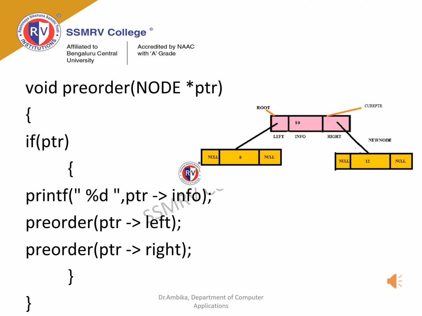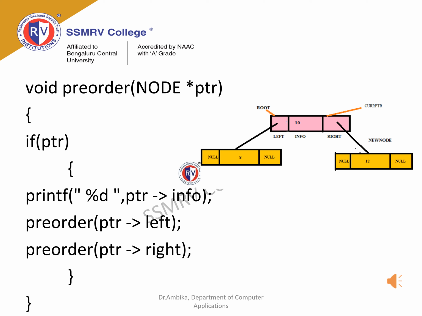There are three kinds of traversal: pre-order, post-order and in-order traversal. Let us first understand pre-order traversal. In this functionality, PTR is passed as a pointer that points to the root of the BST. If the statement is evaluated and turns out to be true, PTR info, that is 10, is displayed. Then the pointer moves to the left subtree.